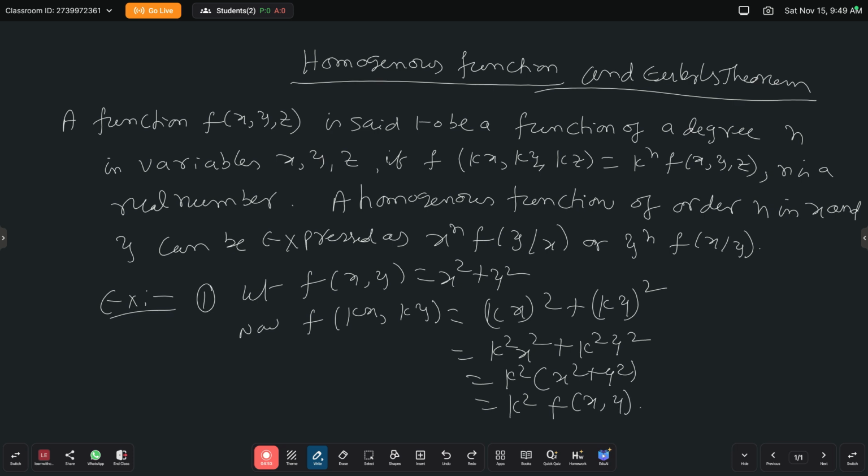Therefore, the given function f of x comma y is a homogeneous function of degree 2. So k square means the degree is 2. This is the example of how to determine that a function is homogeneous of degree 2.